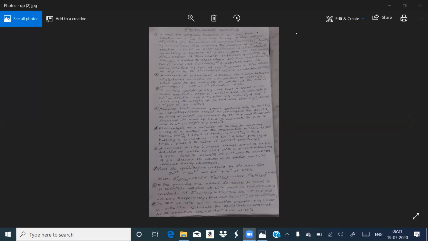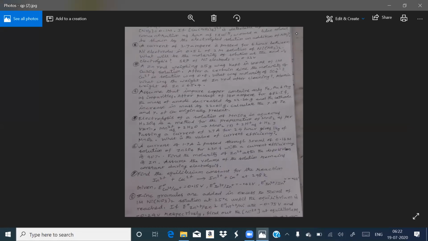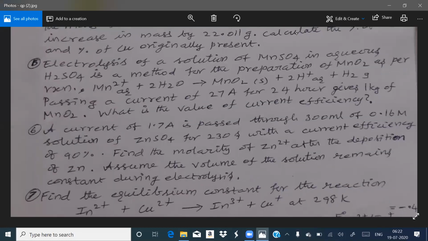Let us see electrochemistry numericals. In the electrochemistry numericals, we will discuss question number 6.